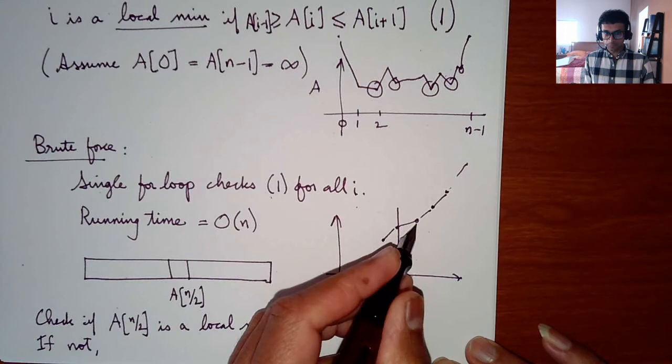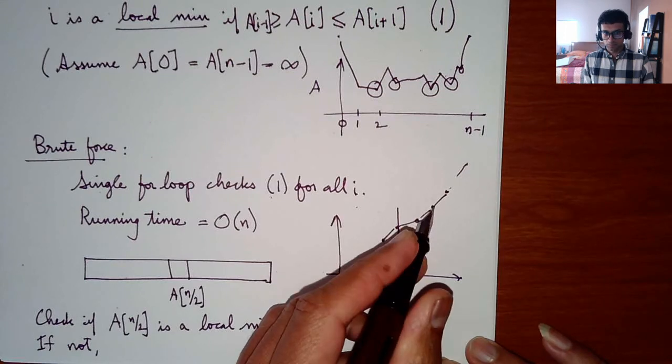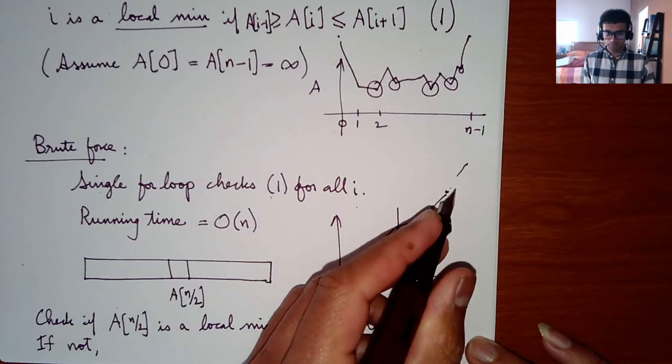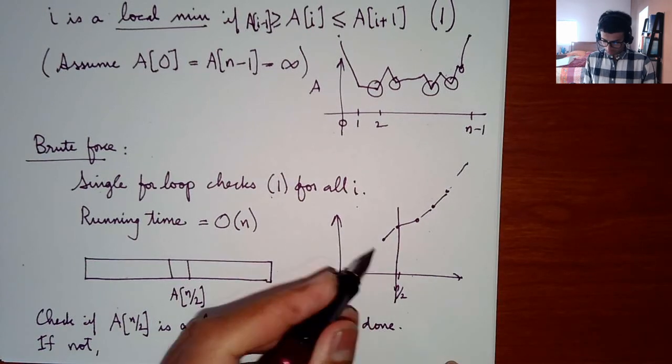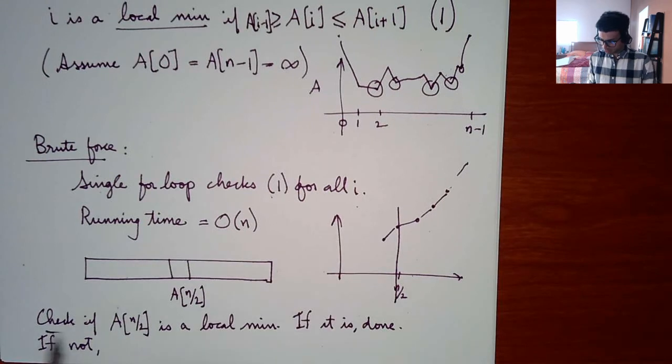So you would skip this and go there, and then you would skip that and go there, which means you're skipping every other one, but it's still going to be linear time. Should we compare n divided by 2 with n divided by 2 minus 1 and n divided by 2 plus 1? So that you've already done, because that's what this check is doing, right?